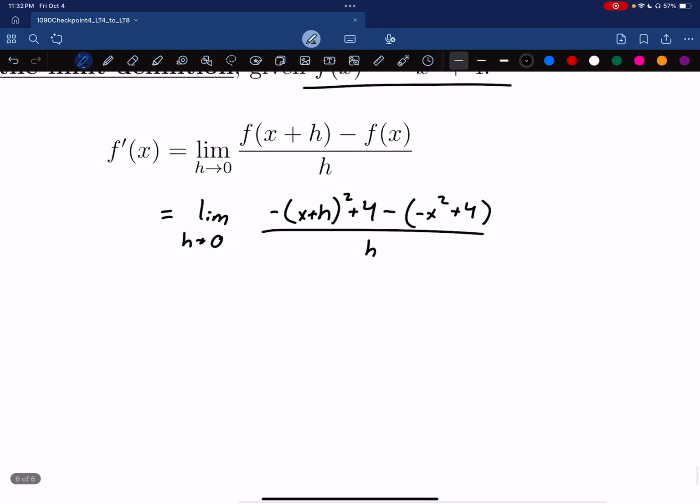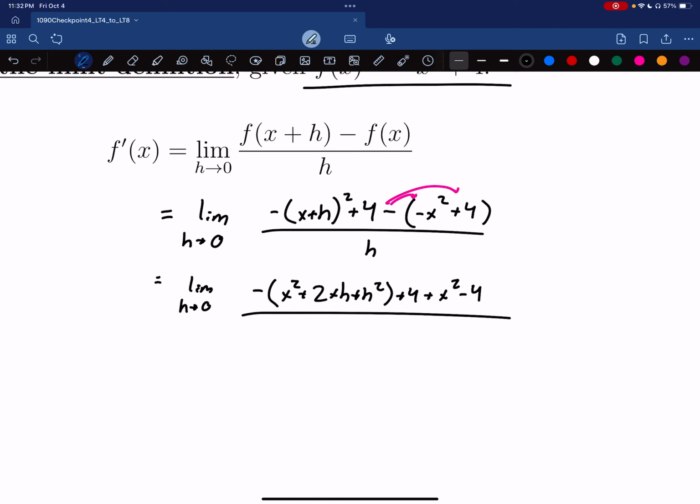So moving on, I copied it for no reason, I guess. I'll just write it. We have the limit as h approaches 0. And we're going to simplify this down, we have to expand our term that's being squared. So keeping that negative 1 out, we'll have x squared plus 2xh plus h squared plus 4. And then distributing that negative 1 in the subtraction, as I mentioned, we will have plus x squared minus 4. This is all over h.